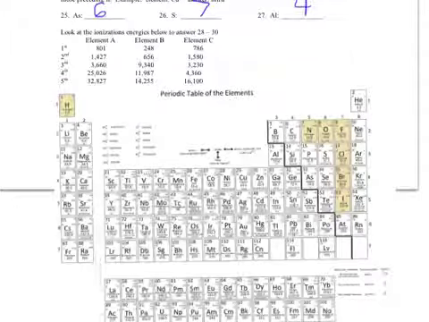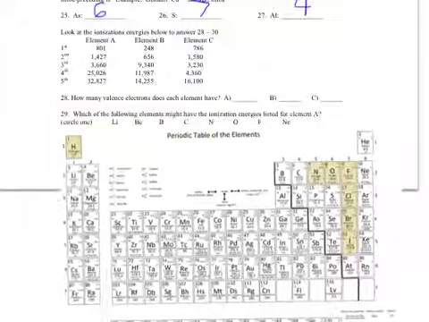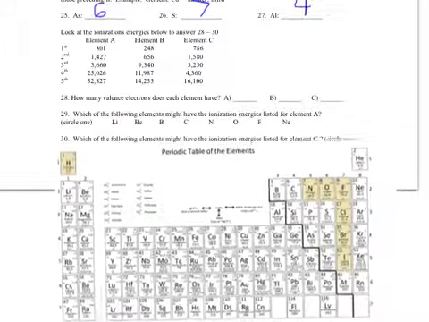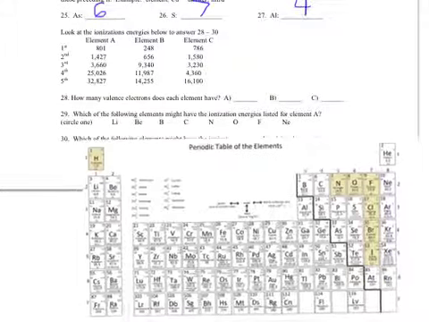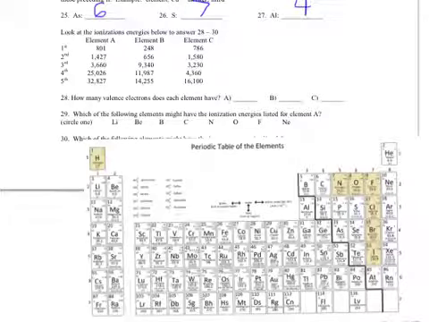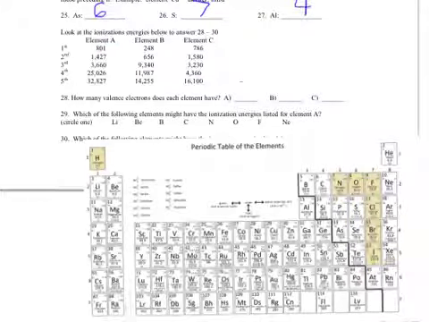Look at the ionization energies below to answer questions 28 through 30. Okay, how many valence electrons does each element have? Element A, let's see, it has 1, 2, 3 electrons that are fairly easy to take away, and then there's this ginormous jump right here. So therefore, I know it has 3 valence electrons. Let's try that again with B. Where is the ginormous jump? It's right here. I have 2 fairly easy to remove and then a ginormous jump. So the 2 are easy because they're valence electrons.